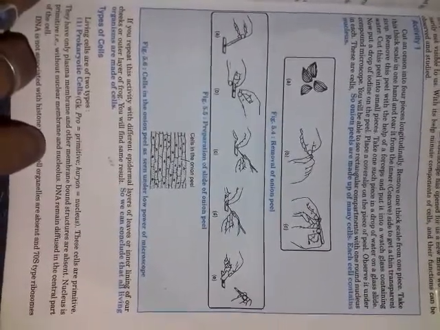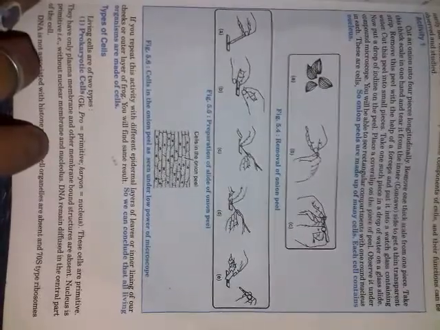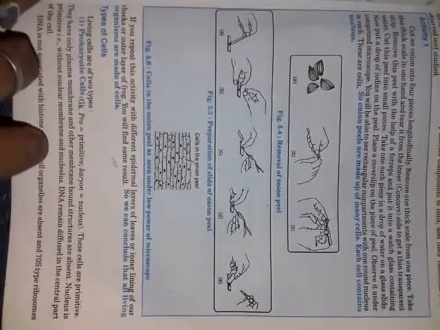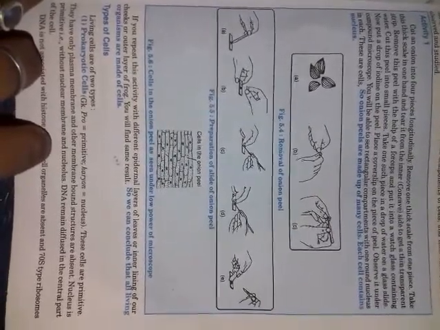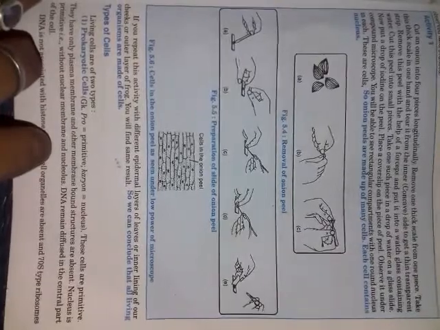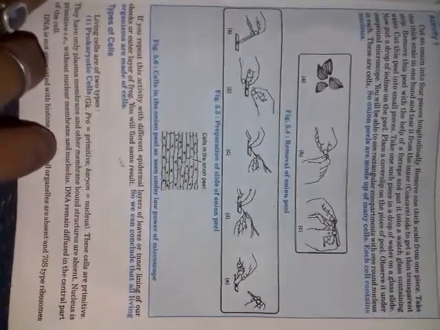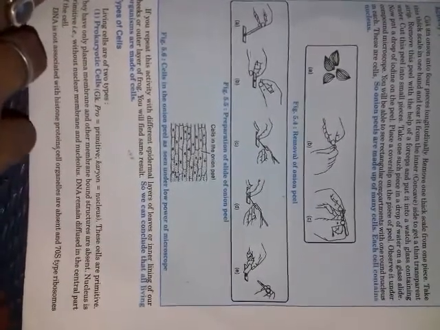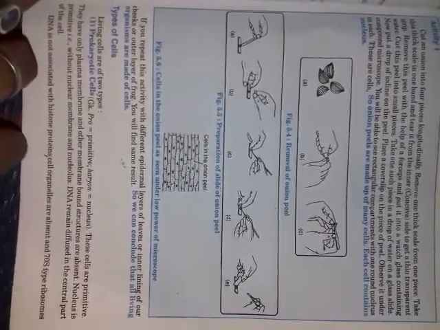Types of cell: there are two types of cell, prokaryotic cell and eukaryotic cell. Prokaryotic means primitive, and eukaryotic means new. They are mainly different in the presence of a nuclear membrane inside the cell. First we describe the prokaryotic. Prokaryotic means primitive; karyon means nucleus. The cells are primitive.